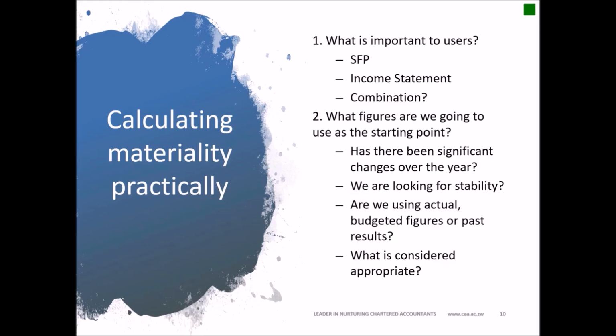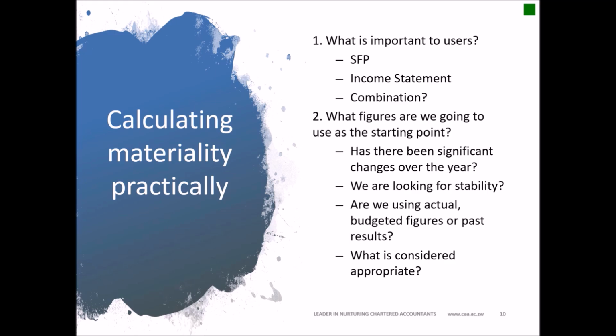So now, calculating materiality practically. You are saying, looking at a particular entity, what is of most importance to the users of the financial statements? If it's a mining company, will the statement of financial position be of most importance, or will it be the income statement? Are they mainly worried about their revenue? Are they mainly worried about their profits? Or is it a combination of both statements that you're going to use to determine your materiality?